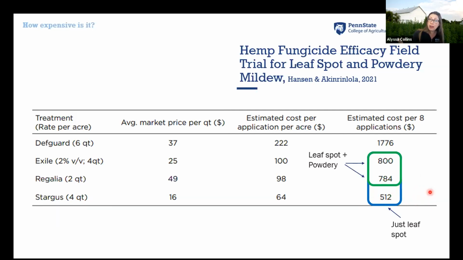So depending on what you're facing out there, it might inform your choice. If I only have leaf spot to deal with, I can choose the cheaper option. But if I think I'm going to have issues with both, maybe I need to invest in something a little more expensive that will give me better control. So maybe Exile or Regalia would be the choice for me. On the other hand, it's nice to know that the most expensive option did not help us very much on either of these. So that's great information. I love it when we get economic data along with the efficacy data. Look for that whenever you can.